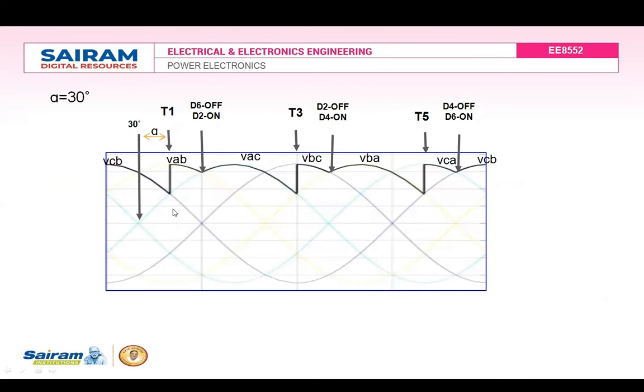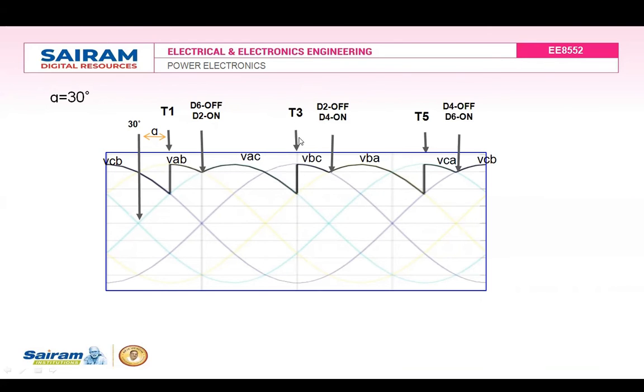Now, this is the load voltage waveform. The load voltage waveform is shown by the darkened black line. So this is for alpha equal to 30 degree, that is, firing angle equal to 30 degree. From the natural point of triggering, alpha is measured and taken as 30 degree, and T1 is triggered. When T1 is triggered, it will conduct along with D6. So the load voltage will be equal to VAB. Then it will conduct along with T2. So the load voltage is VAC.